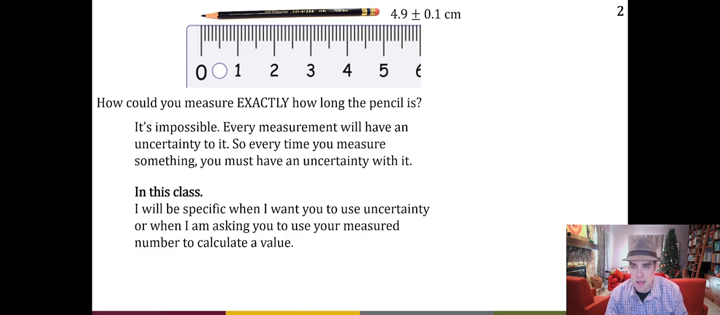In this class, I'm going to be very specific when I want you to record and use the uncertainty of your measured values, or when I'm just asking you to use that first measured value in some kind of calculation. For instance, in some of our lab reports, I'm going to have you do some graphical analysis. In those graphs, we're just going to use that measured value, just the first one, and we get the slope and the y-intercept and things from that. There is a way to use this uncertainty in graphical analysis, but we're not going to be doing that in this class.